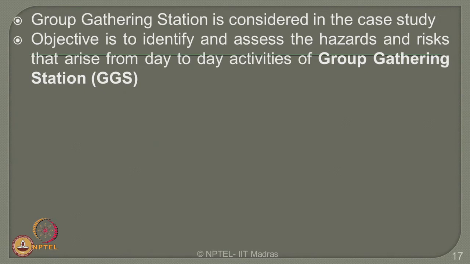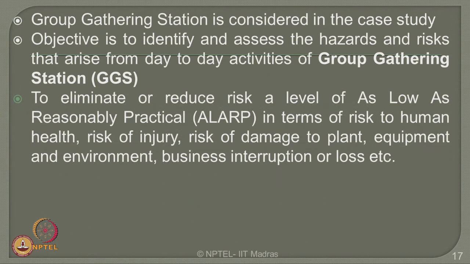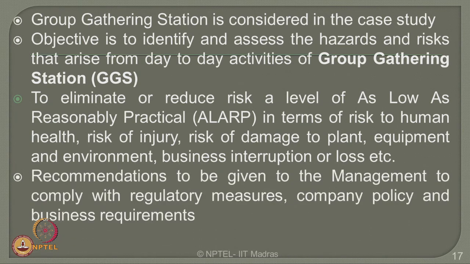The objective of the present study in the liquid release model is to identify and assess the hazards and risks that arise from day-to-day activities of the GGS. To eliminate or reduce risk, a level of alarm is being followed in terms of risk to human health, risk of injury, risk of damage to the plant, equipment and environment, business interruption or loss, etc. All are considered in the current study. Recommendations are given at the end of the study to the management to comply with the regulatory measures, company policy and business requirements.